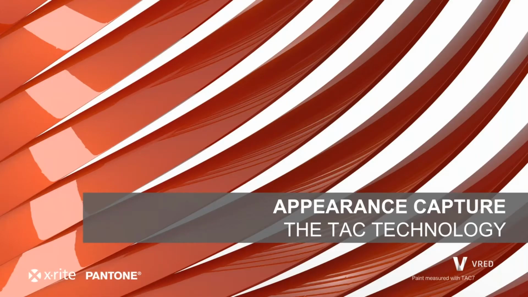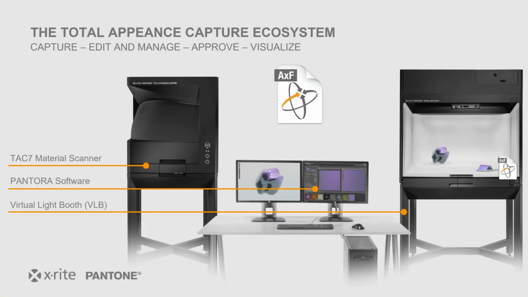So how are we doing this? What is the TAC technology that we're using? The ecosystem, as we refer to it, the total appearance capture ecosystem, contains 4 elements. The first one is the TAC7 material scanner. So that is what we are using to actually measure the materials.